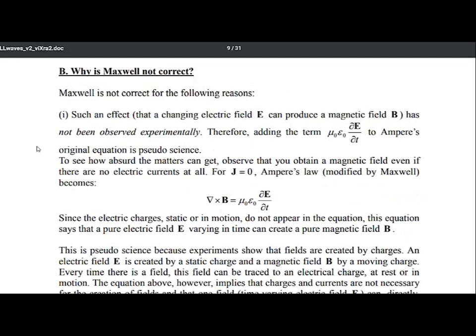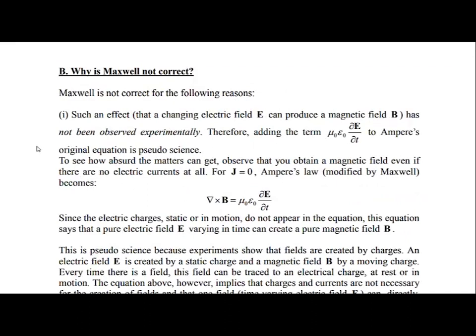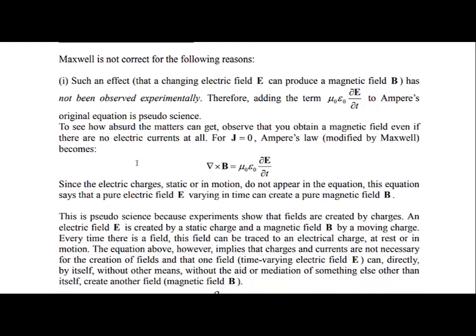So why is Maxwell not correct? Maxwell is not correct for the following reasons. Number one, such an effect, that a changing electric field can produce a magnetic field, has not been observed experimentally. Therefore, adding this term to Ampere's original equation is pseudoscience.